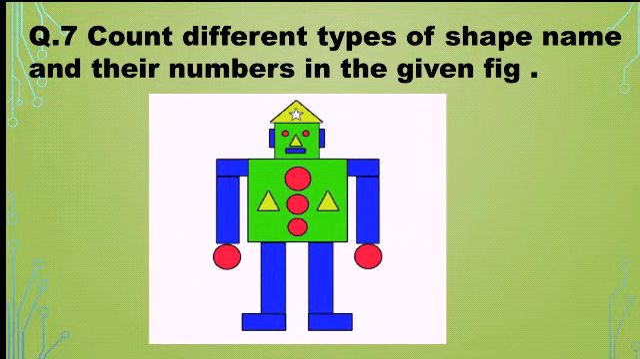Let us discuss our 7th question. Count the different types of shapes, name and their numbers in the given figure. Here you have to mention the names of the shapes, how many different types of shapes there are in the given figure, and count how many of each. I can help you by giving one answer.